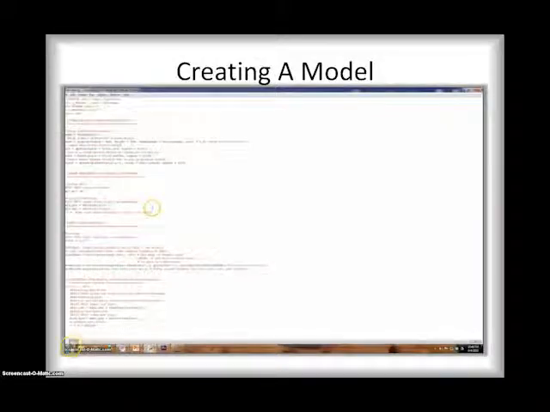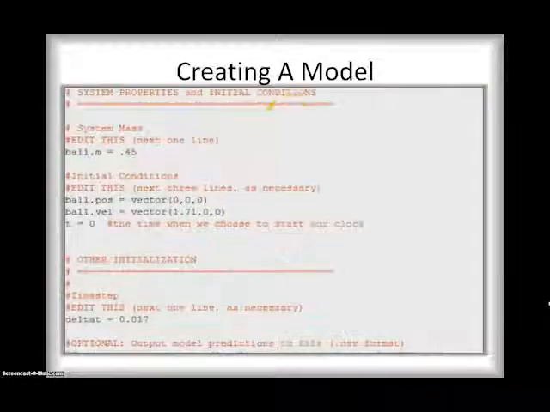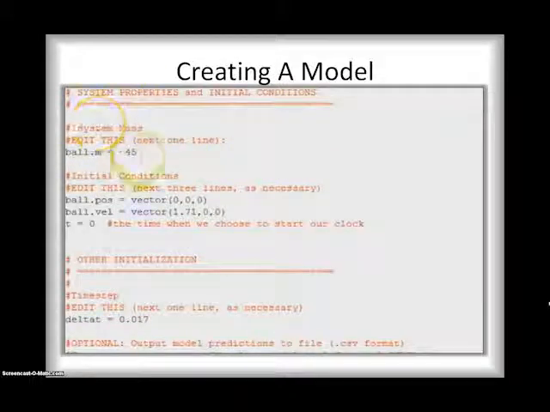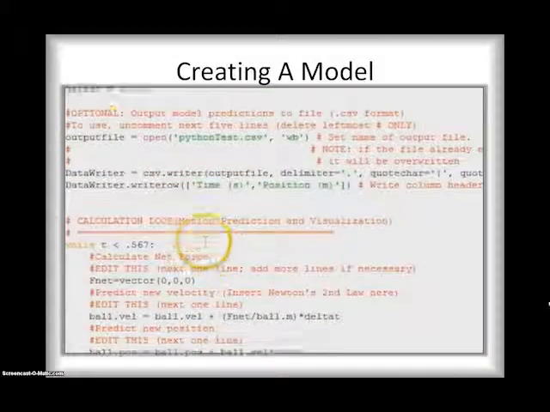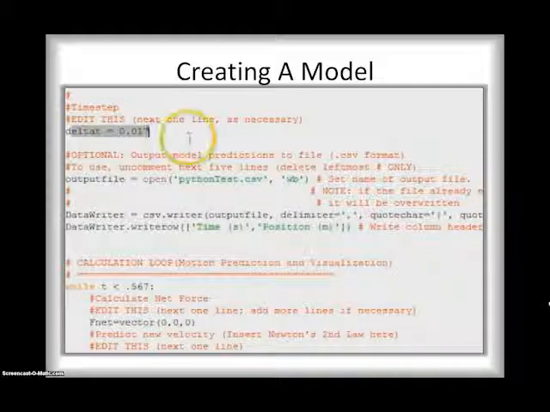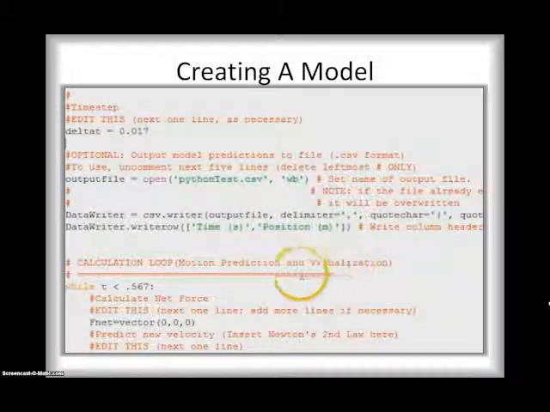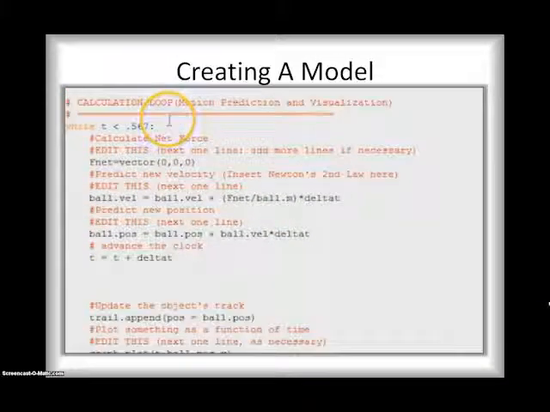We took that information and created a model with it. Here you can see that the mass of the ball was 0.45 kilograms, although that wasn't really important. The ball's position was 0 at the beginning, and the velocity at the beginning was 1.71 meters per second as well. And here also the delta t, same as in the video for the model, it was 0.017 seconds. And for the calculation loop, the time went all the way up to 0.567.